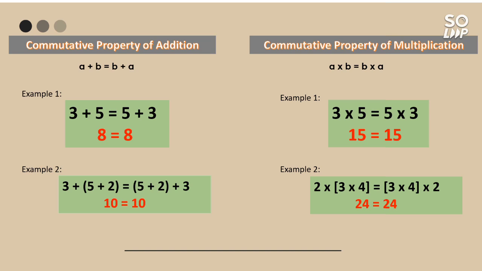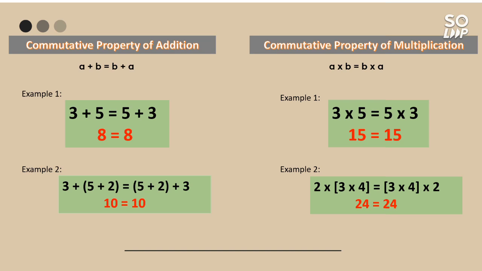Let's proceed under commutative property of multiplication. Example number 1. I have here 3 times 5. Baliktarin natin, magiging 5 times 3. Now, 3 times 5 is equal to 15, and 5 times 3 is also equal to 15. What have you noticed? They are equal? Are they the same? Yes, they are equal and they are the same.